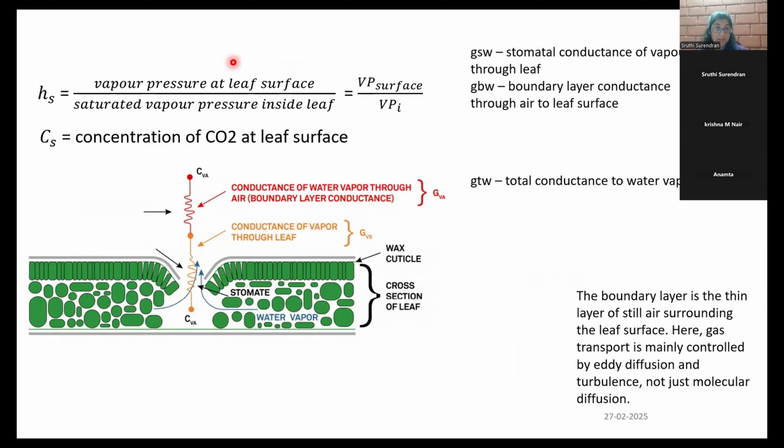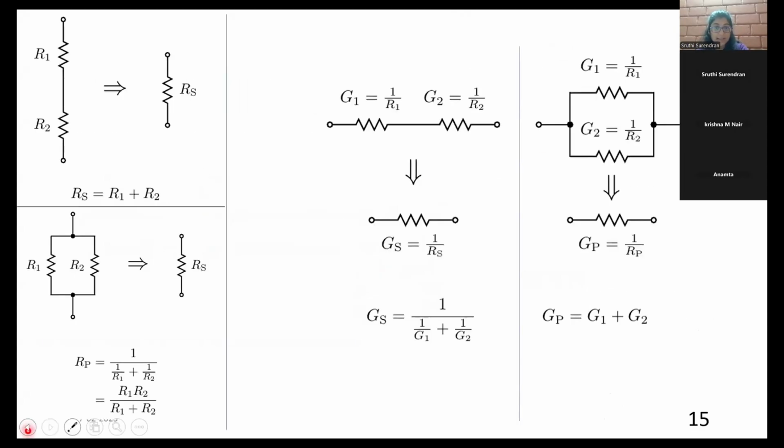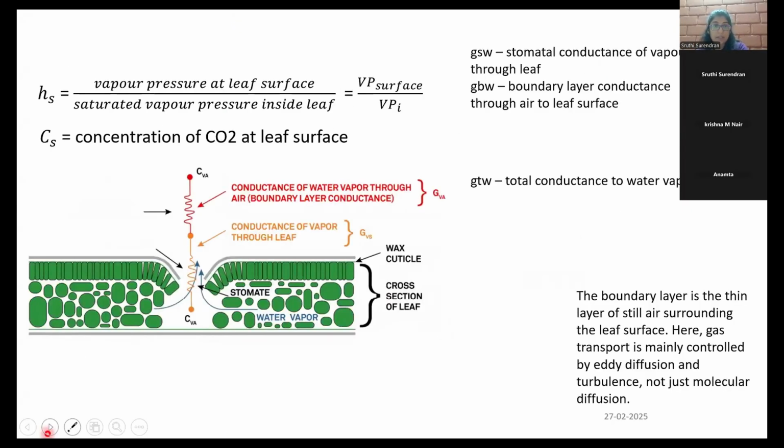You can see from the diagram here, the red line and the brown line. Yes, that's right. It's a series connection. So if you go back here, in a series connection, we see that the total conductance is 1 by (1 by G1 plus 1 by G2). Correct. All of you are right. Manish, Mayank, Harita, Ryan. So in our case also, we can do the same calculation for the boundary layer conductance and the stomatal conductance.